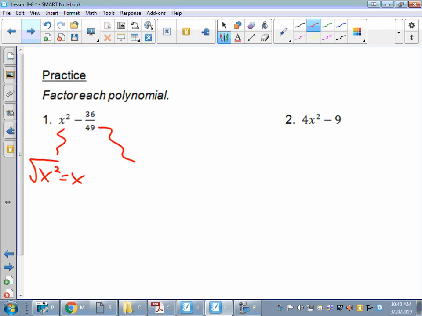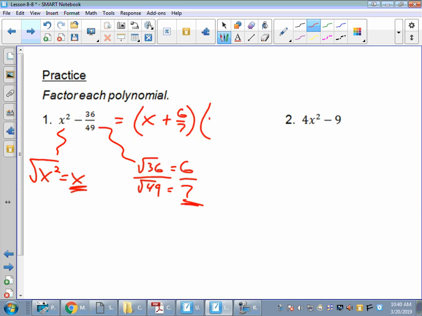This is a perfect square, because if you take them on their own, top and bottom, numerator and denominator, they are perfect squares. This one would be 6. This one would be 7. So really, we'd have x as our square root here and 6/7 here. So we could rewrite that as x plus 6/7 times x minus 6/7. One has to be positive, one has to be negative, because that'll cancel out that middle term, that b term. Okay.